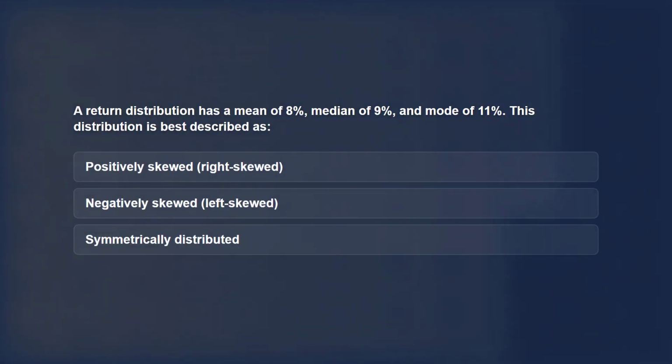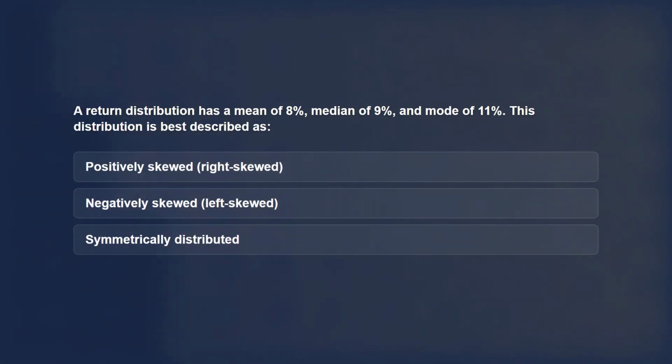Third question, this one trips up candidates who rely on intuition. A return distribution has a mean of 8%, median of 9%, and mode of 11%. This distribution is best described as A. Positively skewed, B. Negatively skewed, C. Symmetrically distributed.